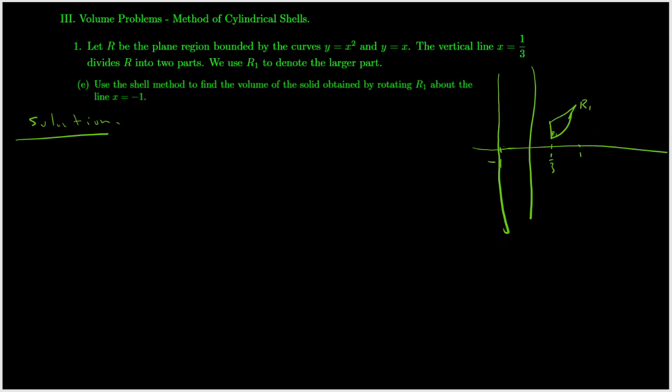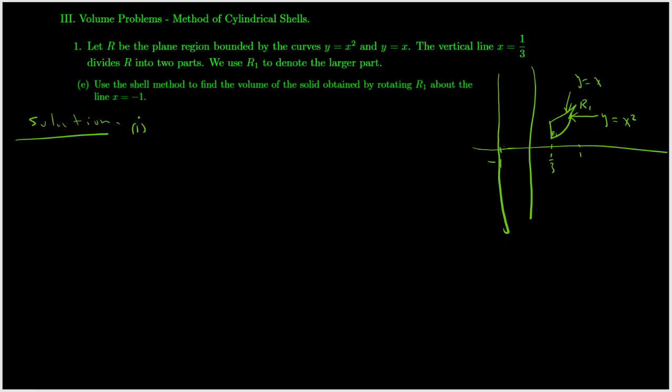Still, we need the equations of the line and the curve. Now let's recall, the curve has the equation y equals x squared. The top line has the equation y equals x. The setup is kind of the same. You draw a sketch first, and then we get the interval.